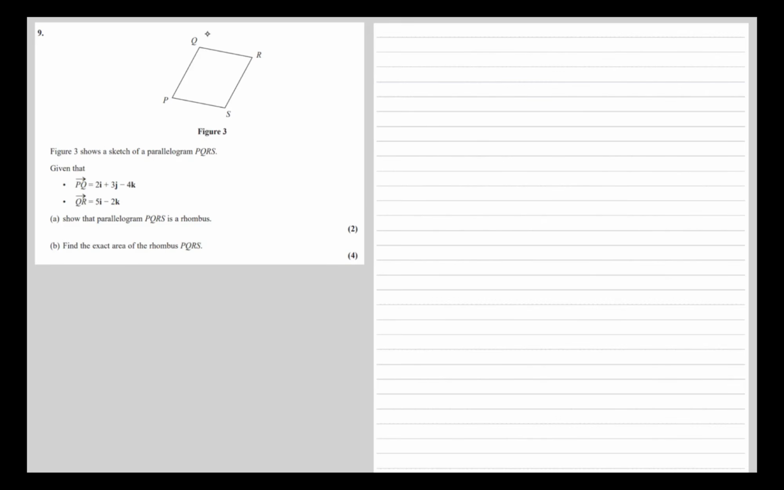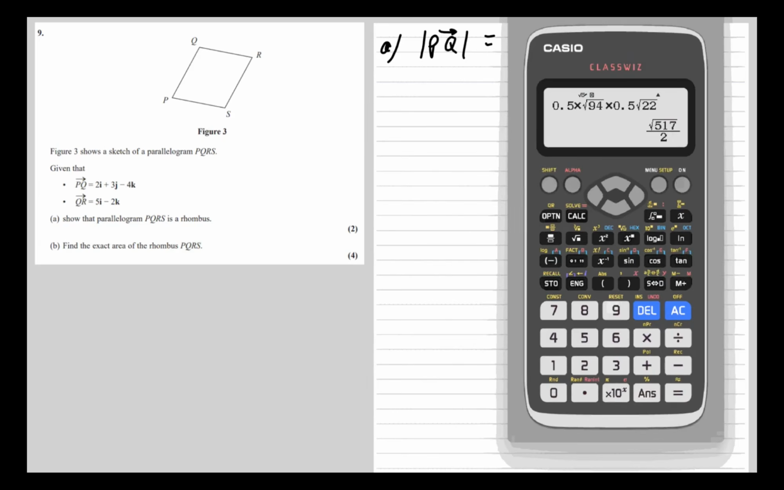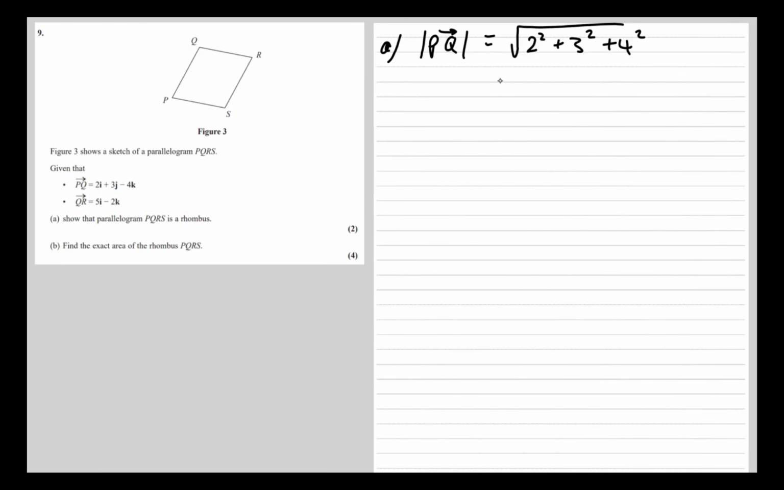If QR and PQ are equal, then that means all 4 sides are equal and it's a rhombus. So we can work out PQ and QR. The length of PQ, the mod of PQ, is the square root of 2 squared plus 3 squared plus 4 squared. And that is square root 29.